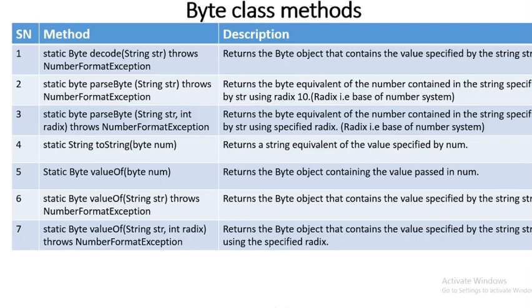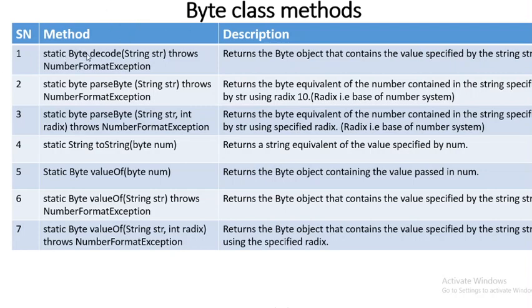Byte class methods. All these are again static methods. That means if you want to use any of these methods, you need to use the Byte class name and then dot operator and then method name. For example, Byte.decode, Byte.parseByte, Byte.toString, like this. We will see one by one.